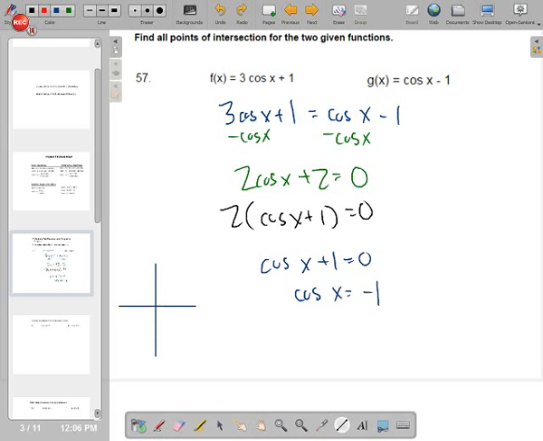Remember, cosine is your x value. That happens over here. So cosine x equals negative 1 at pi. X equals pi, and if it says all solutions, you can say pi plus 2 pi n. So where do they intersect? They intersect at pi the first time, and then they're going to intersect every 2 pi after that. So the first one, nothing too fancy.